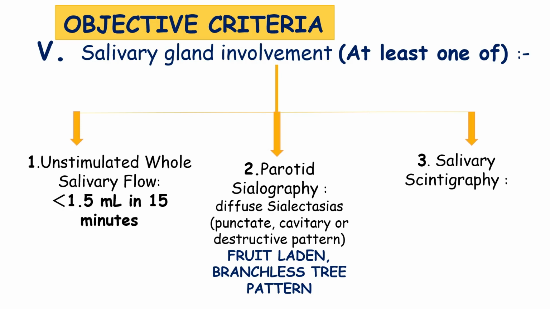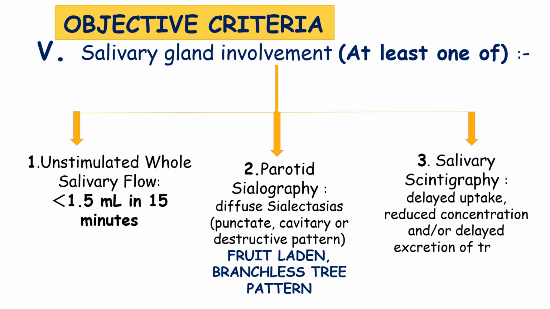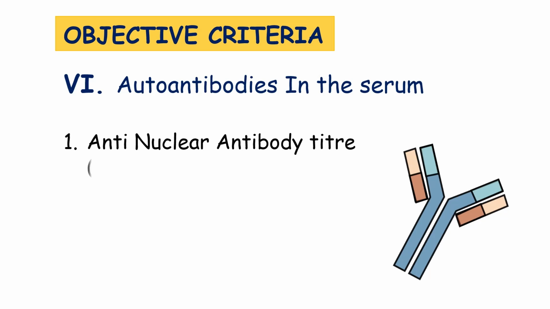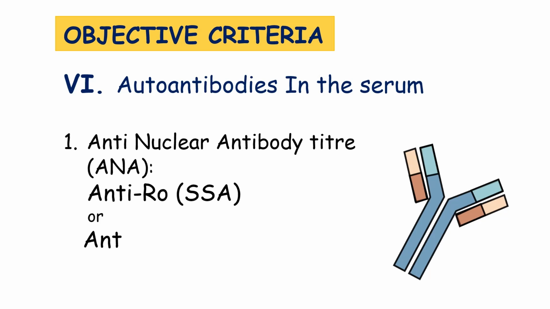Thirdly, salivary scintigraphy, where a delayed uptake, reduced concentration, and delayed excretion of the tracer, that is technetium 99, is a hint. The criteria is considered positive if at least one of the 3 tests gives one of the above shown results. The sixth and last of the criteria is autoantibodies in the serum, which includes anti-nuclear antibody titers, the anti-Ro SSA antibody, and anti-La SSB antibodies, or both. Presence of any one or both is considered a positive diagnostic criteria.